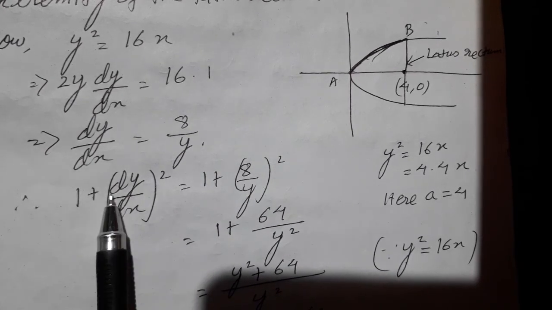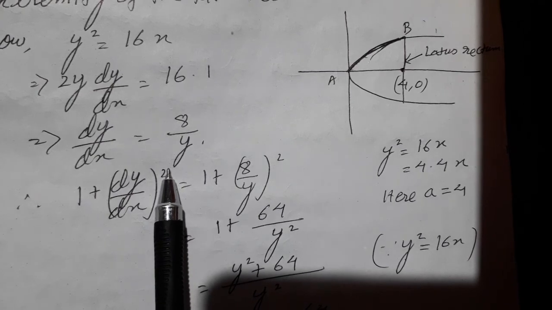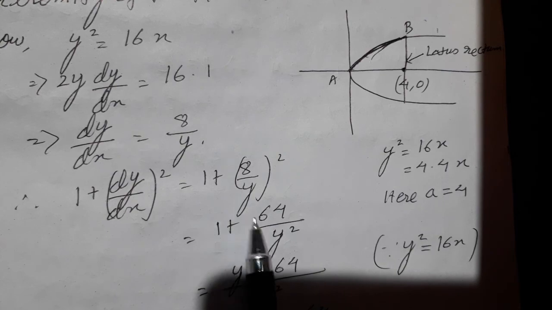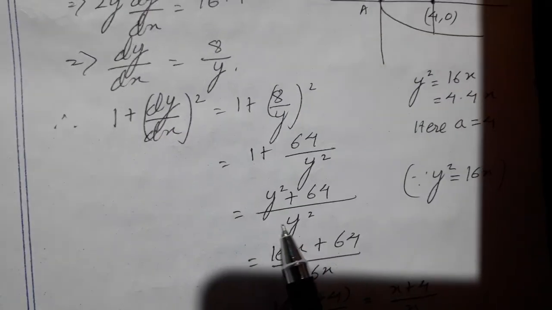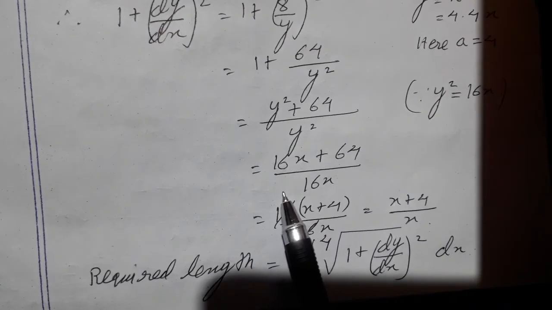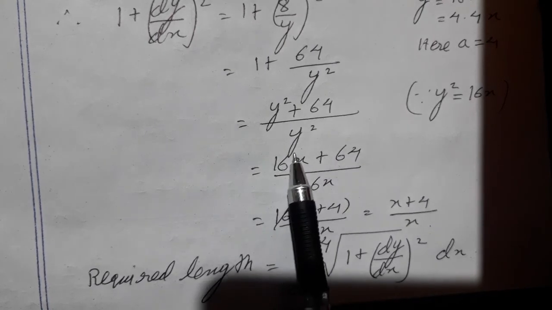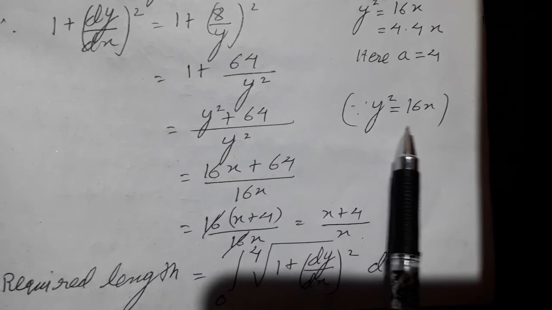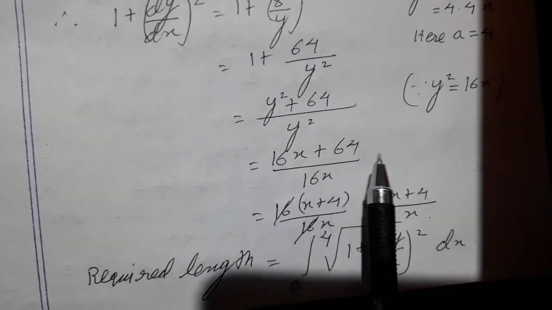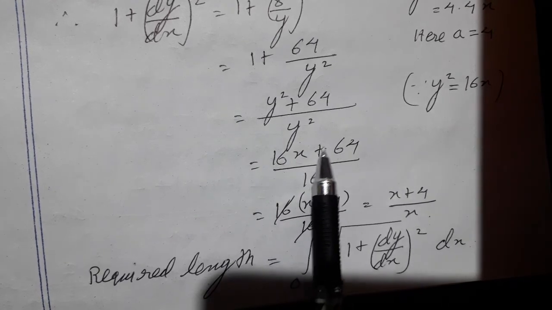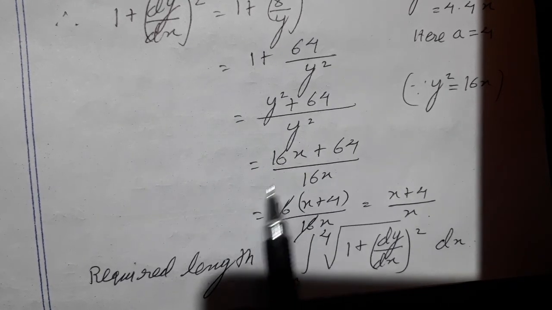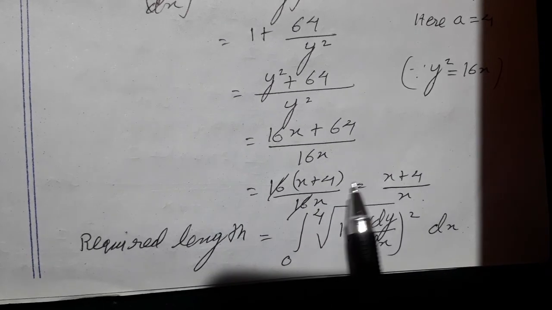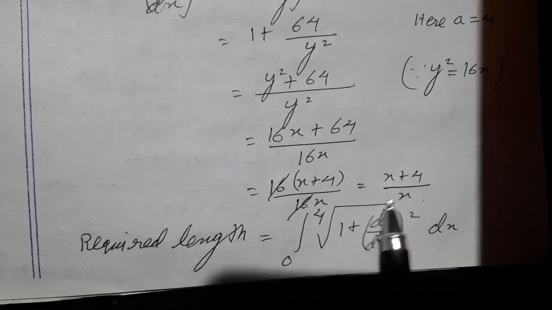So let us find 1 plus dy by dx whole thing square. So 1 plus 8 by y whole thing square. 8 8s are 64, y square. Do the LCM, so we get y square plus 64 divided by y square. We know the value of y square is 16x. You put here 16x, so 16x plus 64 over 16x. From this, I can take 16 common, so I am left with x plus 4 divided by 16x. 16, 16 get cancelled. So we are getting x plus 4 divided by x.